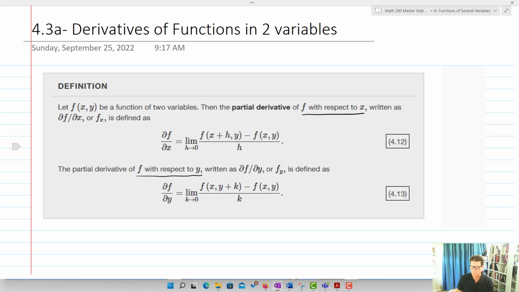And what that means for us from a computational perspective is that we are going to be looking at what happens when we keep y constant and then we let x change, or when we keep x constant and we let y change. All right, and that's why they're called partials. They're called partials because we're only going to be looking at the rate of change with respect to one variable at a time. Right, so we want to know the rate of change with respect to one variable at a time.